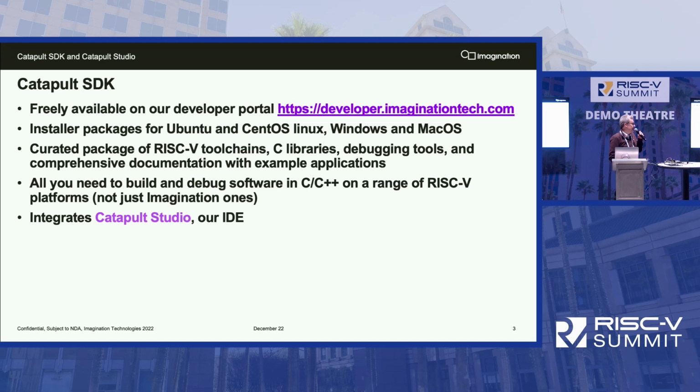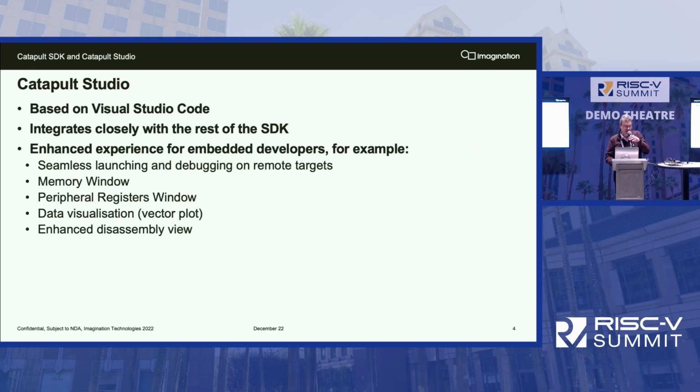So it gives you all you need to build and debug in C and C++ on a range of platforms, not only our own one, but we want to support as many as we can, and of course that platform support is configurable. And it includes this Catapult Studio IDE, which I'm going to show you today, working with our hardware.